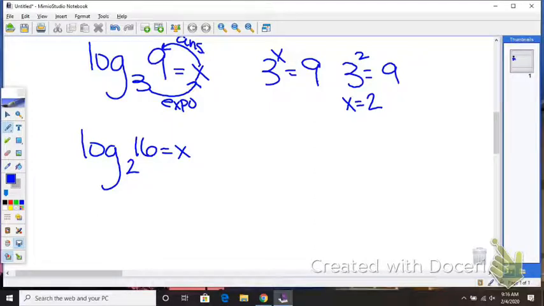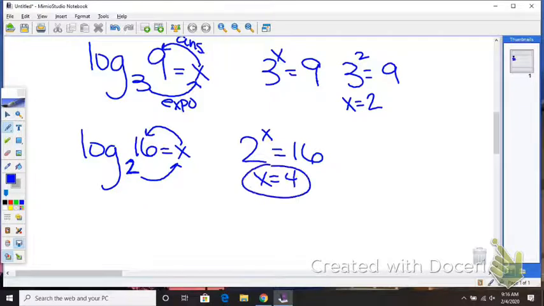So we have the base is always the same. There's my exponent, there's my answer. So I have 2 to the x power equals 16. Then you have to figure out what power of 2 gives you 16. We know 2 squared is 4. Third would be 8. Fourth would be 16. So x is equal to 4, because 2 to the 4th power is 16.